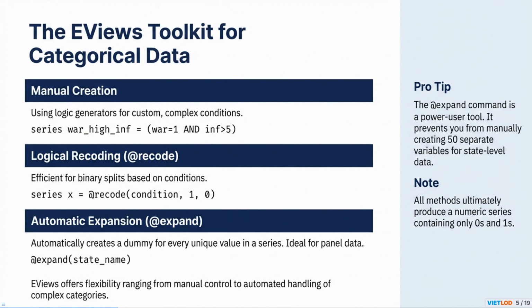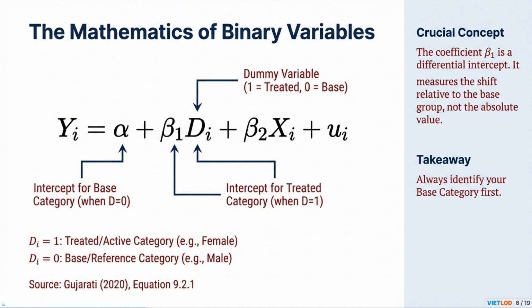It automatically creates a separate dummy variable for every unique value in a series, saving you from manually creating dozens or even hundreds of variables. For example, if you have a dataset with a state name column for all 50 US states, instead of writing 49 series commands, you can simply type @expand state name to generate all the necessary dummy variables in one go. EViews offers flexibility ranging from manual control to automated handling of complex categories, and all these methods ultimately produce numeric series containing only zeros and ones.